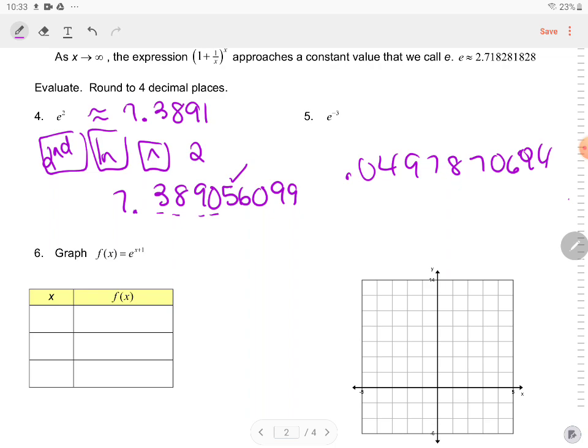Okay, so we don't want that. It says round to 4 decimal places. 1, 2, 3, 4. Again, the 8 tells you to round the 7 up, 0.0498.